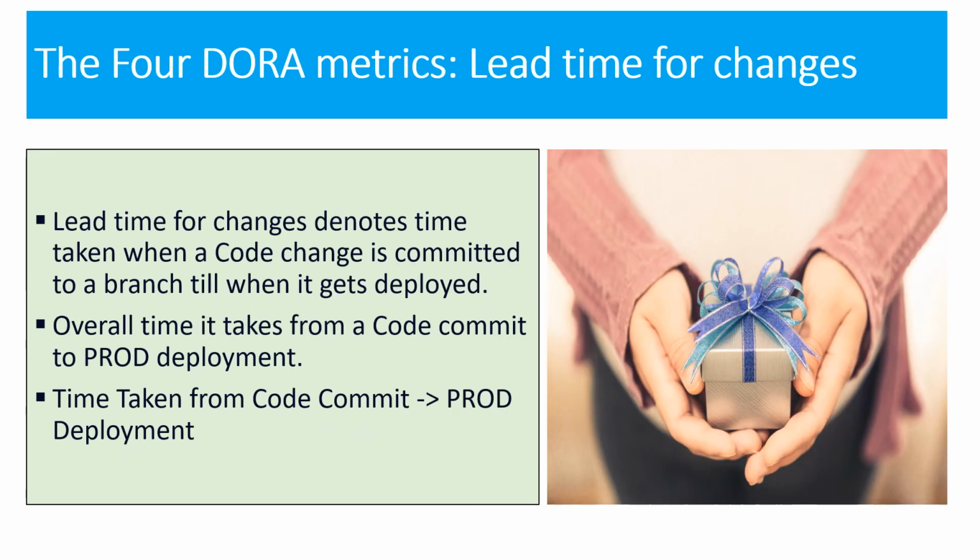The second metric is lead time for changes. Lead time for changes denotes the time taken from when a code change is committed to a branch till when it gets deployed in production. So basically, it is the overall time it takes from a code commit to the prod deployment. In a simple way, we can say the time taken from a code commit till the prod deployment denotes the lead time for changes.